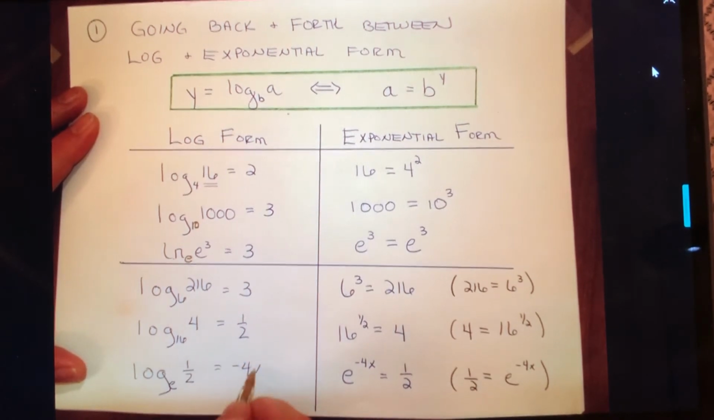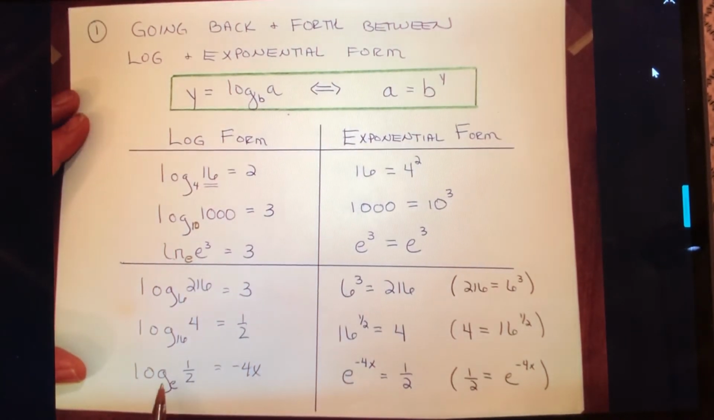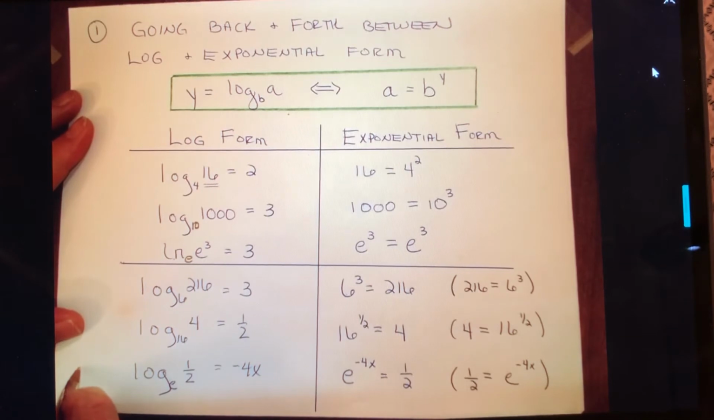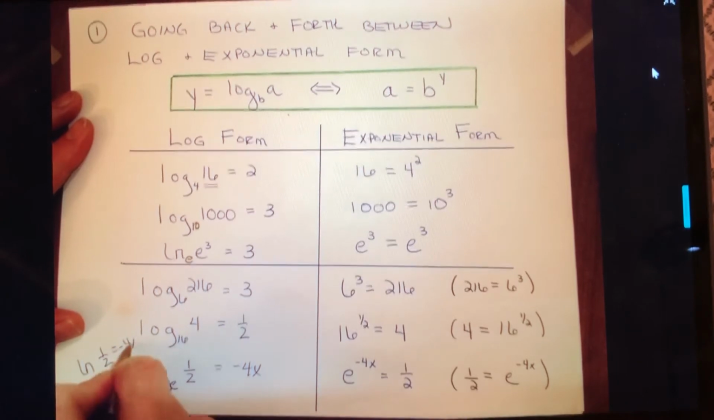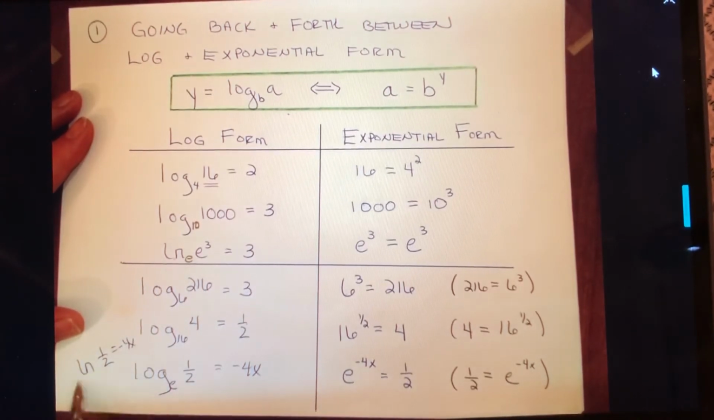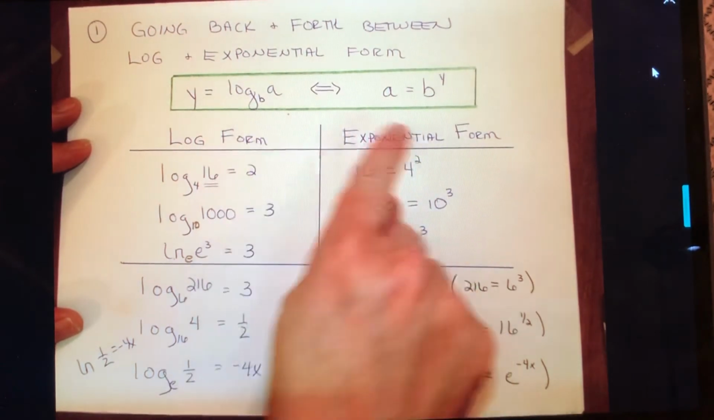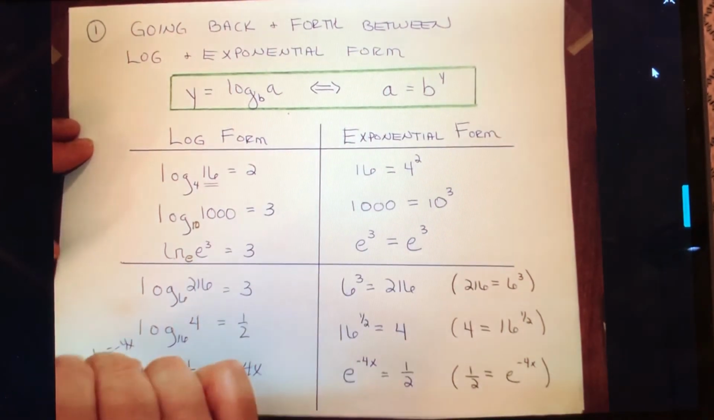by itself. Now some of you may notice that I now have the log of e, so yes, we could just write this as ln, I'll do that off to the side here, as ln of 1/2 equals negative 4x. So this would be the preferred way to write it since it is the natural log. Okay, so that is a quick overview of going back and forth between log and exponential form and vice versa. Very, very important skill. Okay.